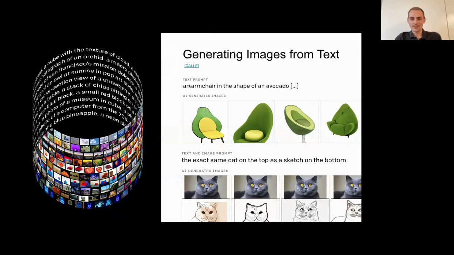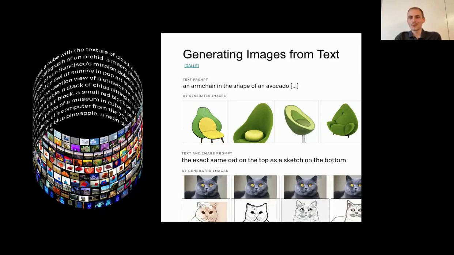So here are some examples of inputs and outputs of the model they developed. This is a text prompt, like an armchair in the shape of an avocado. And what the model outputs is images like that. So they satisfy the text prompt in some way. And here's a second example of that kind, also from that model, which just says the exact same cat on the top as a sketch on the bottom. And again, the model outputs something that seems sensible for that text prompt.